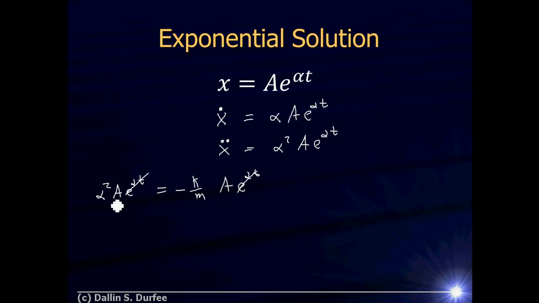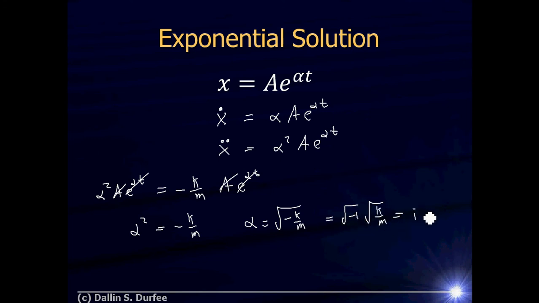The exponentials cancel out, the a's cancel out, the minus sign does not cancel out. And we're left with alpha squared is equal to minus k over m, or alpha has to equal the square root of minus k over m. K is positive, m is positive, so this is like the square root of minus 1 times the square root of k over m. You can separate that out. The square root of minus 1 is just i. So this is i times the omega that we found before.